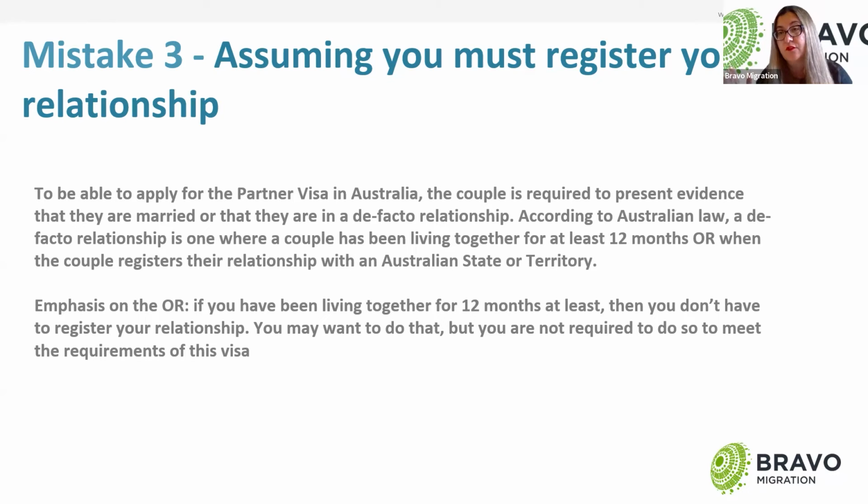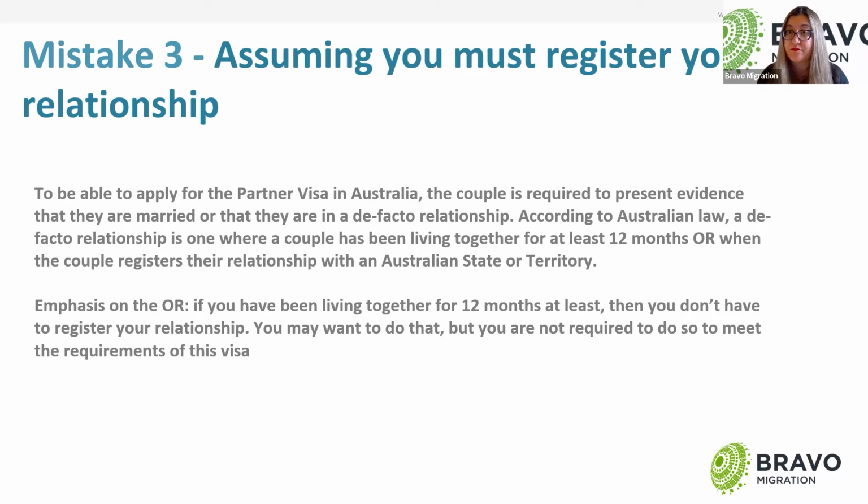Now, the other way of meeting these requirements, remember, spouse relationship or de facto relationship. Now, what is a de facto relationship in Australian law? Yes, it is when you register your relationship, which basically you're saying to the state where the couple is living in, we are a de facto couple, and they issue a certificate. But under Australian law, a de facto couple is also a de facto couple after they have lived together for 12 months. So if you have evidence that you have lived together for 12 months, you don't need to apply for a registration of relationship.